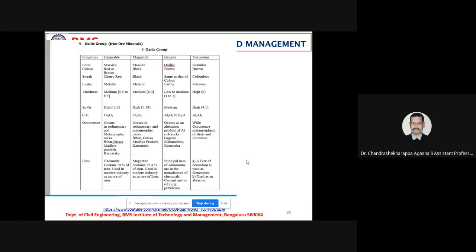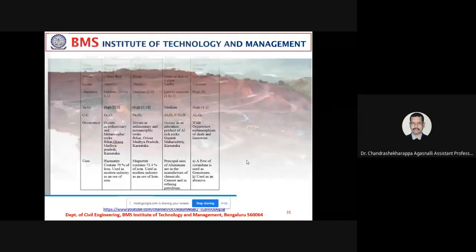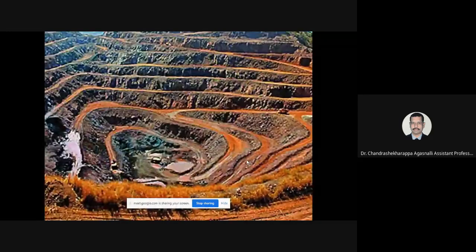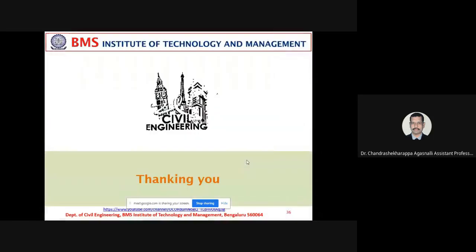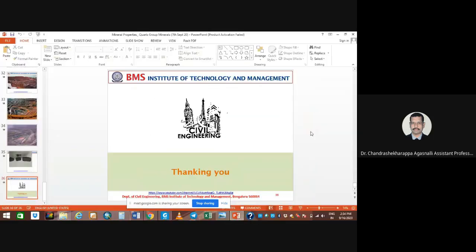There is also the oxide group of minerals: hematite, magnetite, bauxite, and corundum. These minerals are used for the extraction of iron and steel. For the iron ore mines, it is really hematite and magnetite. So we discussed all these minerals.